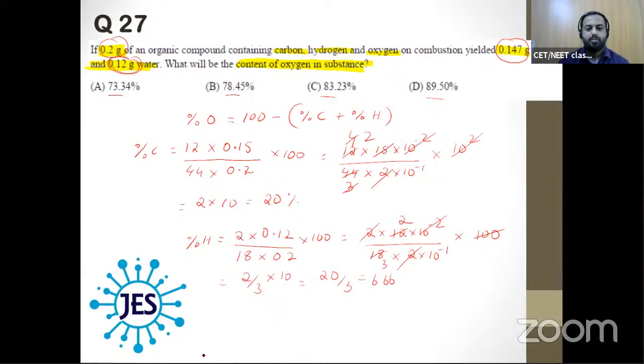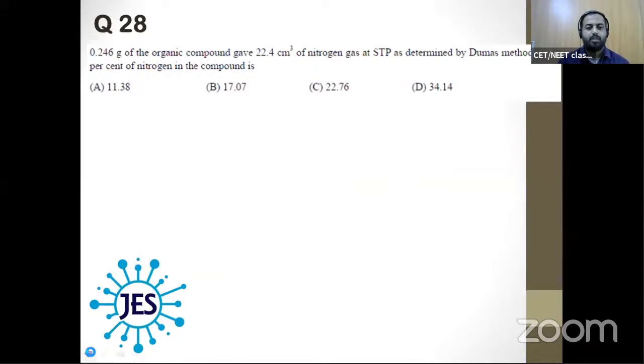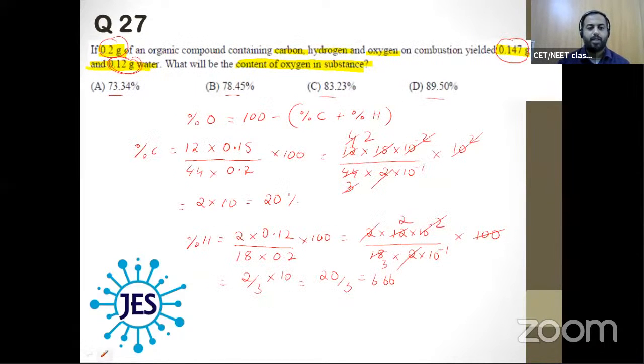Let me mark it. See, carbon 20%. Let me highlight the answer. Carbon 20%, hydrogen 6.6%, so total 26.6. Then how much oxygen should there be? Slightly less than 74%. That is option A. Easy.